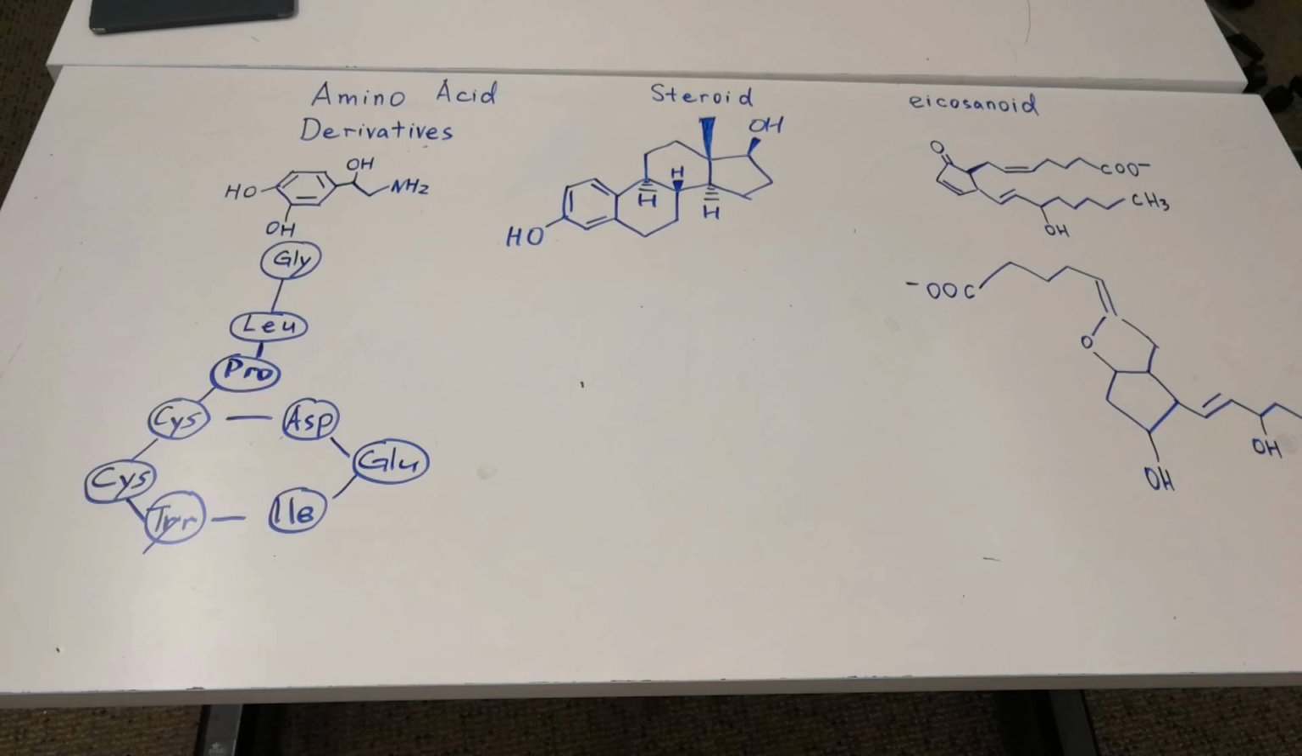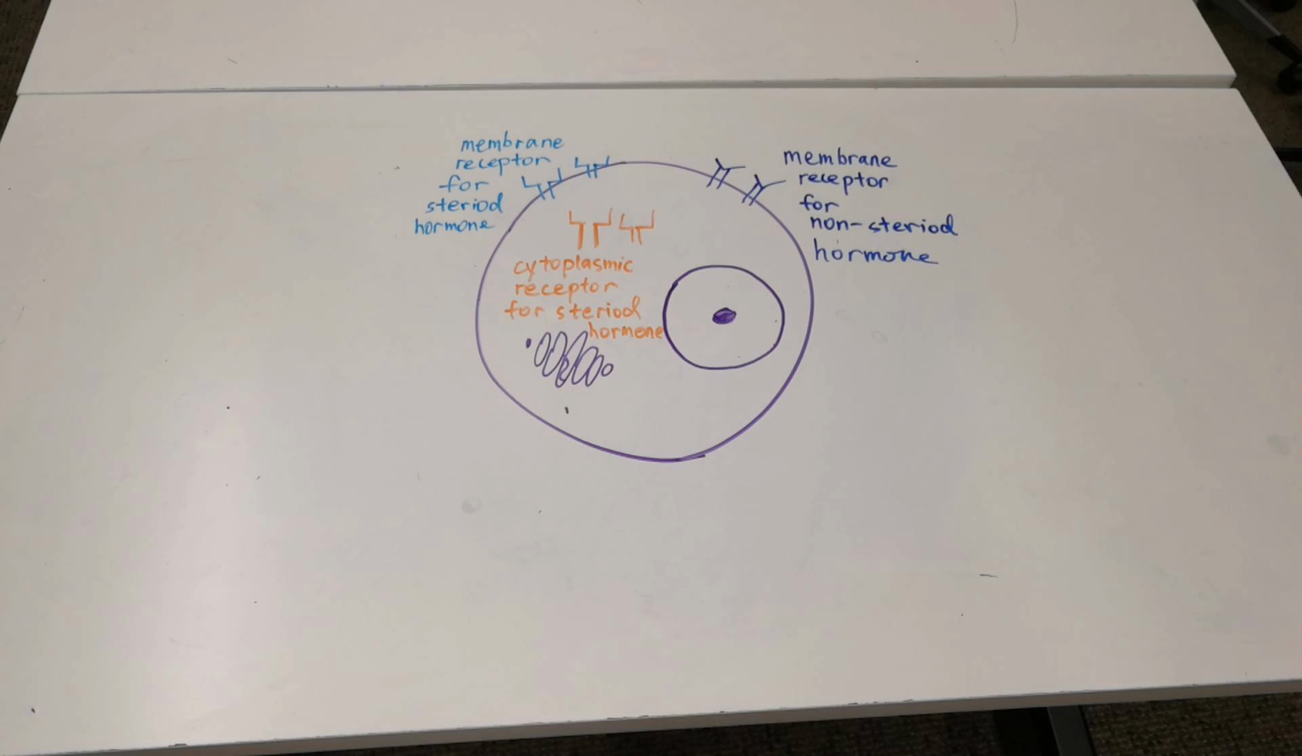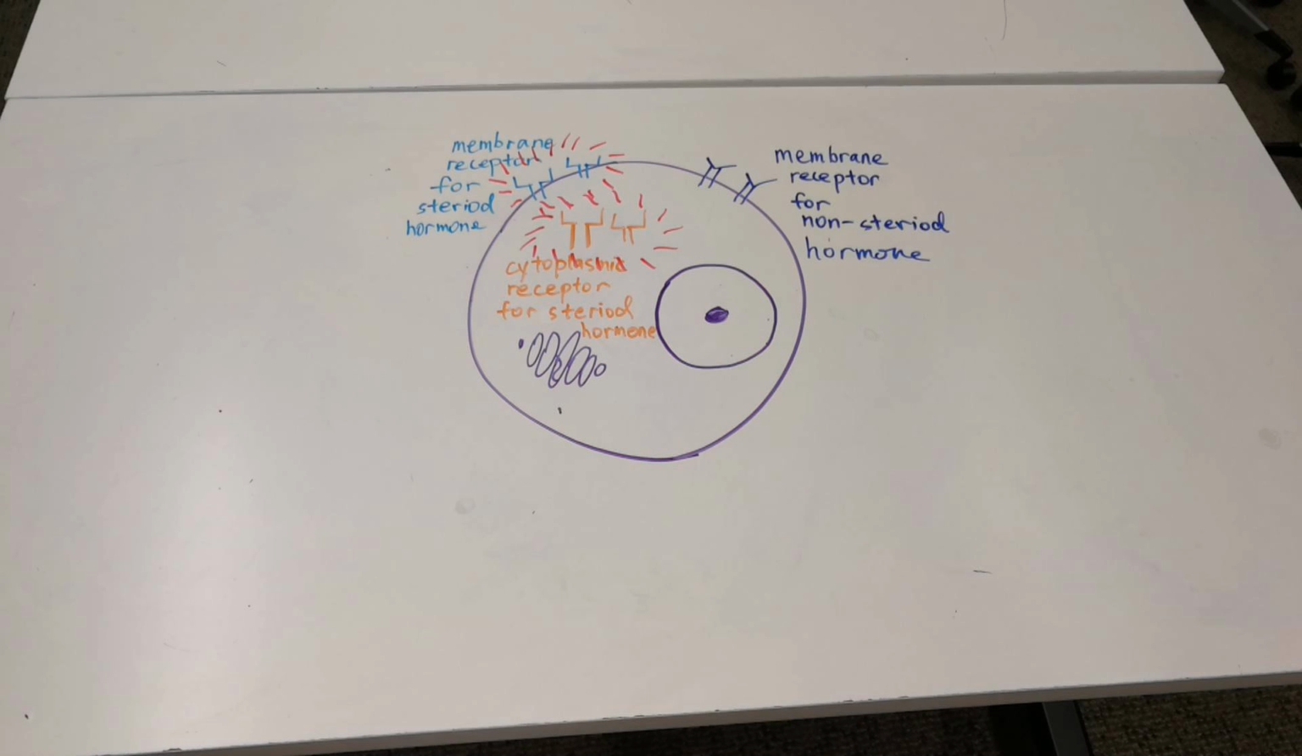The main difference between steroid and non-steroid hormones is that steroid hormones readily cross the cell membrane while most non-steroid hormones cannot. As a result of this, receptors of steroid hormone can locate at the membrane or in the cytoplasm, while the receptor for most non-steroid hormone only locates at the plasma membrane.